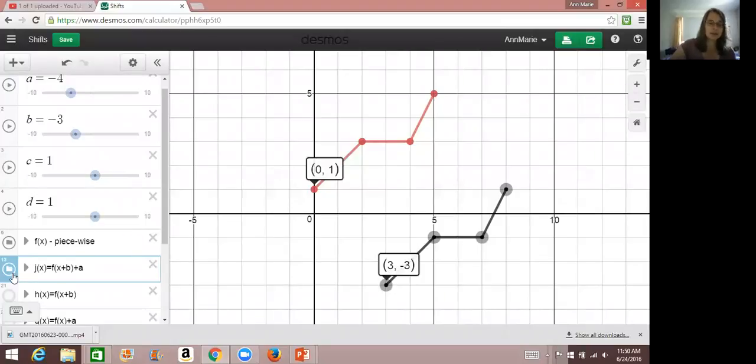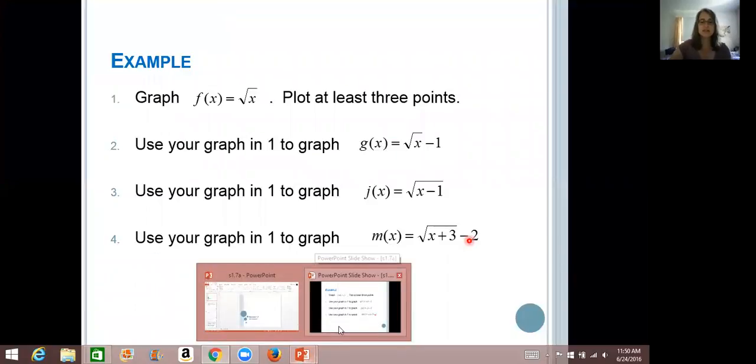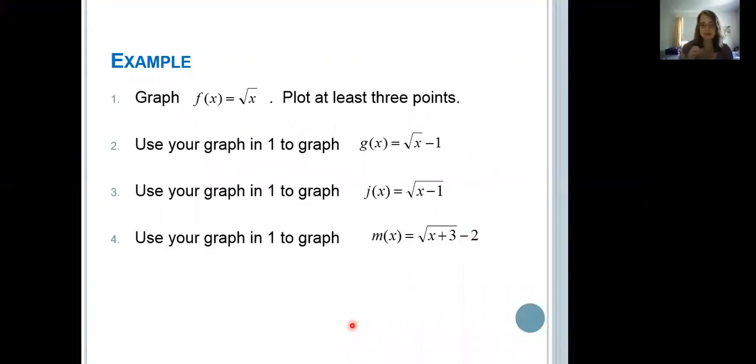These are the examples I want you to work through. Yes, you can use your graphing calculator, you can use Desmos. I want to make sure that you can predict at least what's going to happen here. I'd like you to be able to graph these by hand. But I do want you to understand what these shifts are doing.